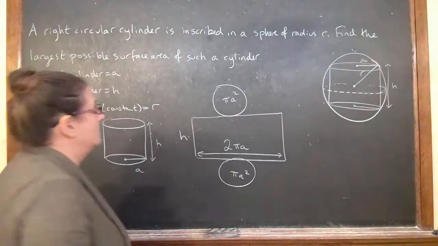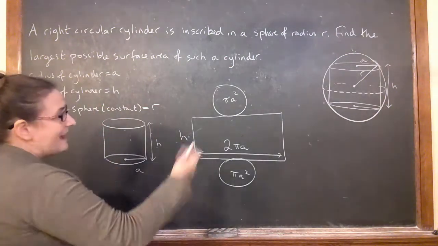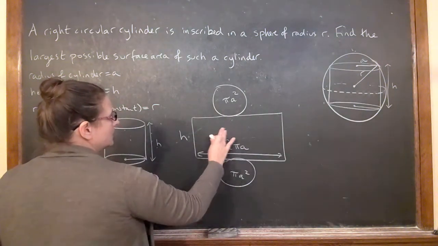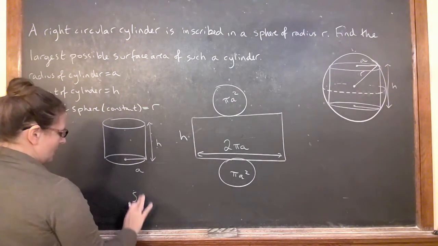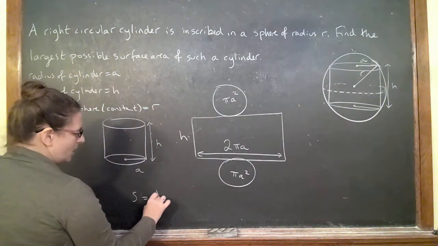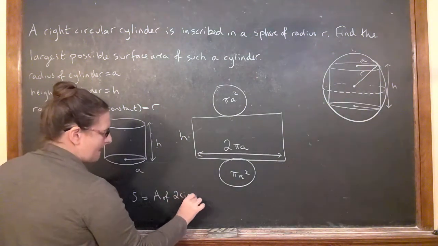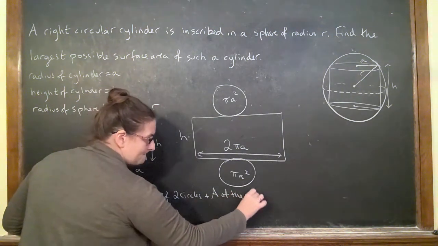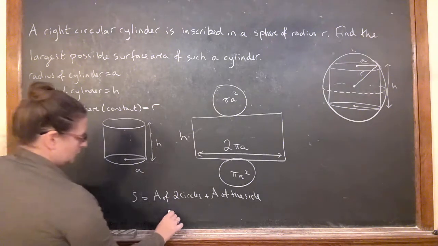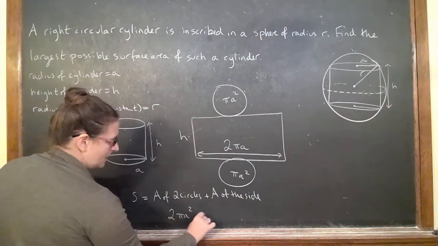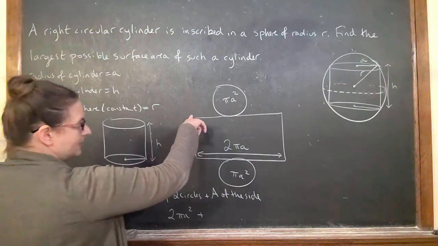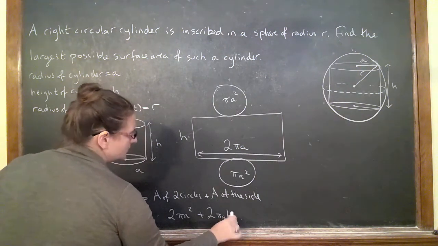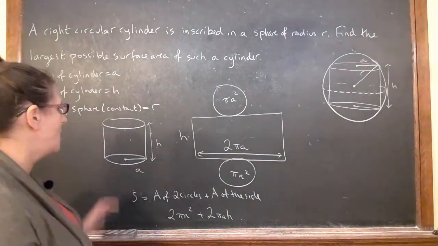If you forget, I don't ever remember this formula. Who's going to remember this formula, right? So you're going to add up all these things. So the area of the side then, I'll just write it here. Surface area is going to be area of 2 circles plus the area of the side. So the 2 circles, 2 times pi a squared, and then the area of the side is just going to be a rectangle, h times 2 pi a. 2 pi a h.